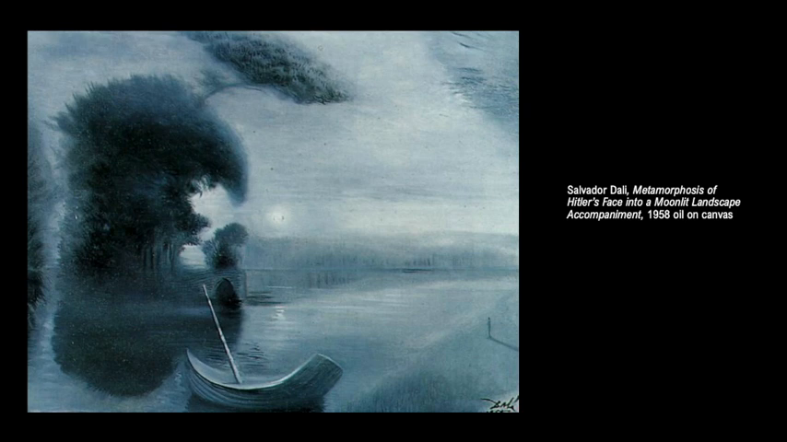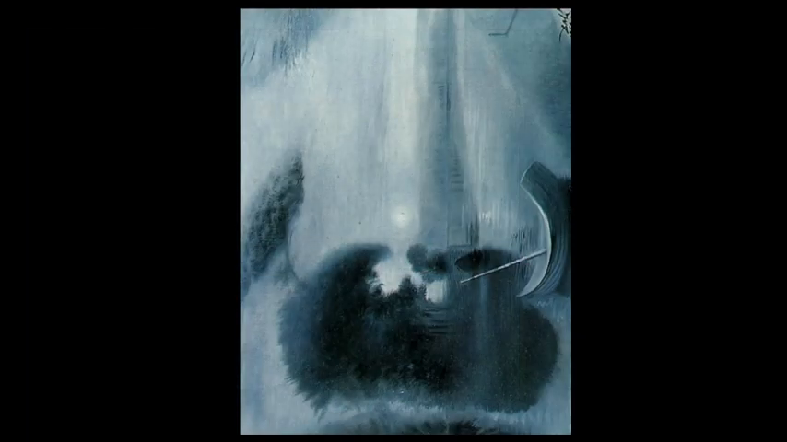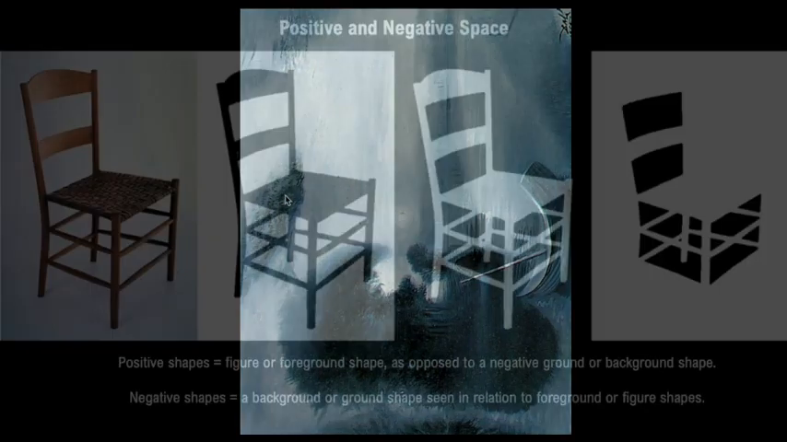Metamorphosis of Hitler's face into a moonlit landscape accompaniment. You can see the canoe and the tree and the lake. If you take your head, try to touch your right ear to your right shoulder, turn your head sideways, and you look, what you are actually looking at is a gigantic nose of Adolf Hitler. You can see here when it's turned around the right way. He is playing with shape, tricking us, if you will.